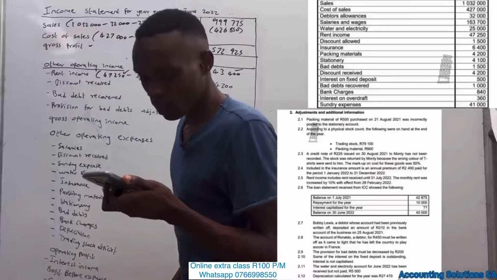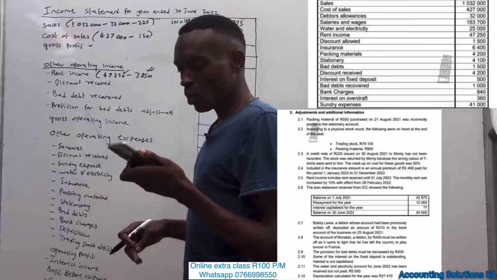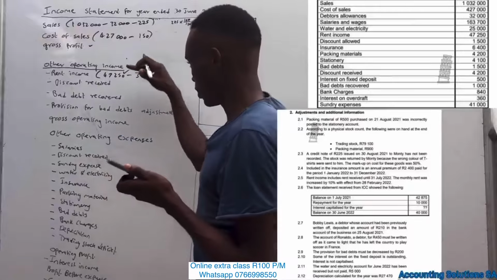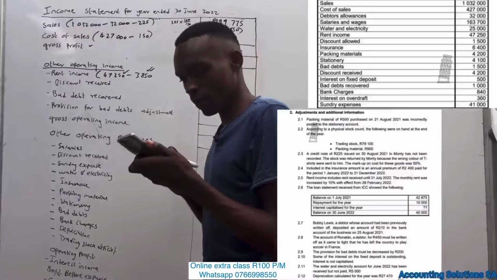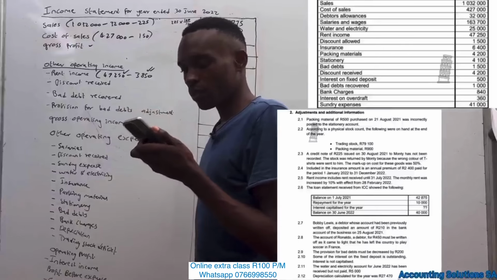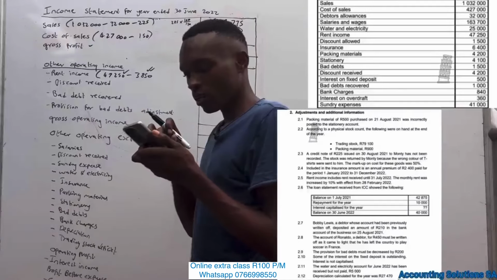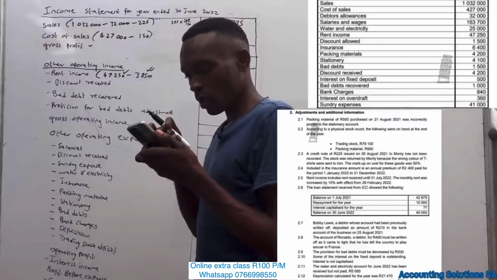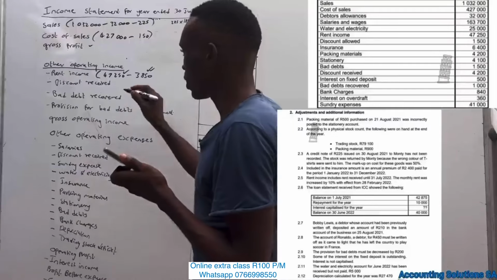Okay, let's proceed. Then the next one under other income, so that we can finish this part, we have bad debts recovered. Bad debts recovered is income. If you check under our table, we have bad debts recovered of 1,000.